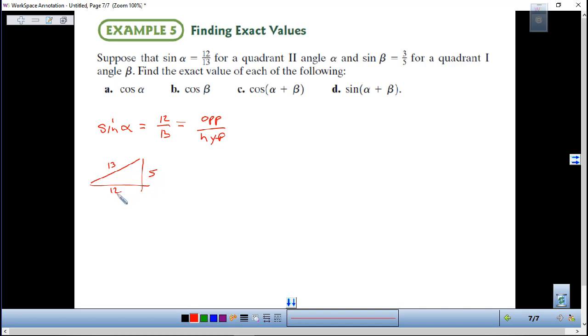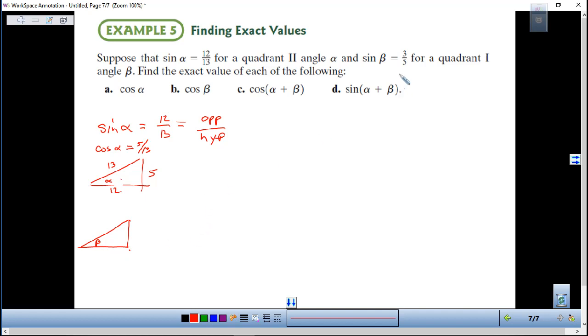5 squared is 25, 12 squared is 144, 25 plus 144 gives us 169, which gives us the square root of 169, or 13. All right, so if sine alpha is 12 over 13, then cosine alpha is going to equal 5 over 13. All right, that's for alpha. So now let me draw my triangle for beta. And I'm going to come back and talk about this in just a second because I made a mistake. Let me go ahead and finish beta.